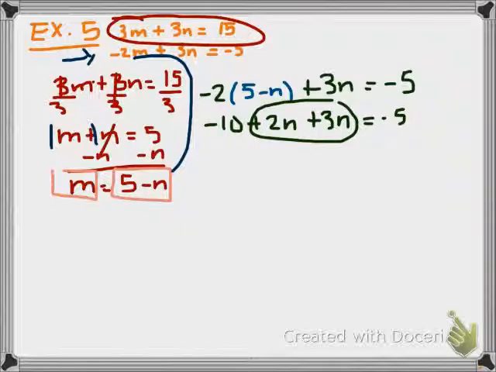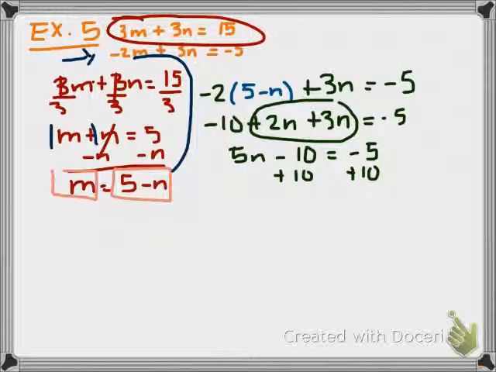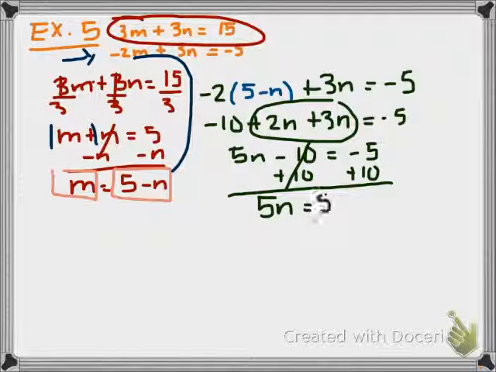So now that I brought the rest of the problem, I need to make sure I combine like terms. So 2 plus 3 is 5n minus 10 equals that negative 5. Now you're trying to solve for the variable that you have there, which is n, so I'm trying to leave it alone. I need to get rid of that negative 10 by adding 10. So negative 5 plus 10 is 5. So 5n is equal to 5. We divide both sides by 5 and we figure out that n is 1.